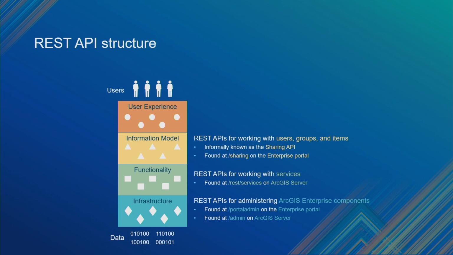So the sharing API allows you to work at that information model with users, groups, and items. Again, all of this within Portal for ArcGIS. And then the API for services allows you to do that functionality. So to do visualization or maybe other work with specific services. And this again is calling on that ArcGIS Server machine. And the REST API for administration is the infrastructure, where that's maybe setting up your environment, troubleshooting, triaging those aspects.